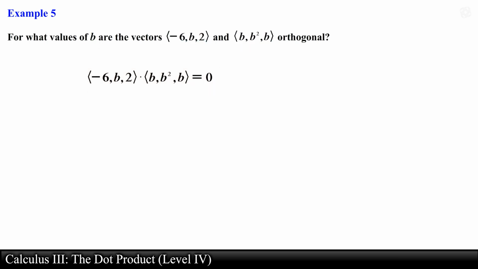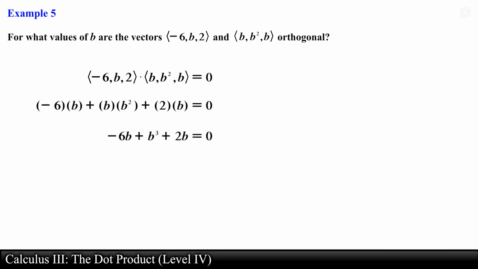So let's go ahead and find an expression for the dot product. Multiplying the components and collecting like terms, we obtain the following. We are now face to face with a cubic polynomial. So we go ahead and factor out the common variable b from both terms.